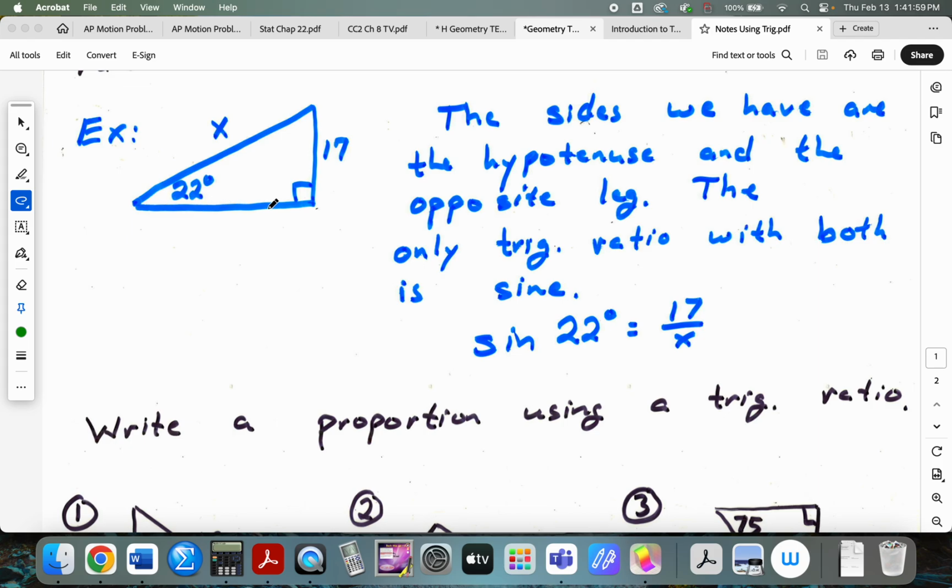So this leg that's right next to the 22, what do we call that side? What is it we said that you told me yesterday? Adjacent. Yeah. That's the adjacent side. What is 17? Opposite, because it's all the way across the triangle from it. And what is x? Hypotenuse.